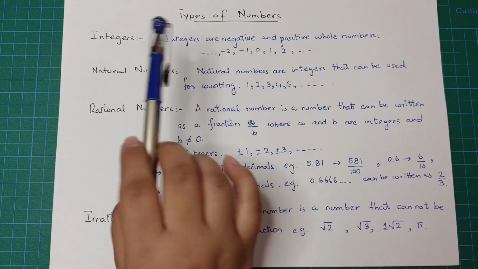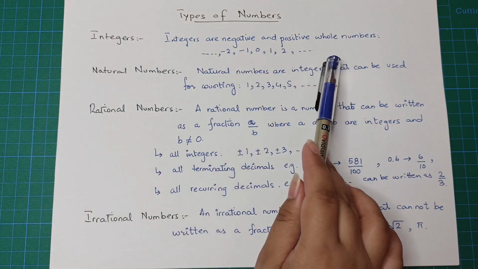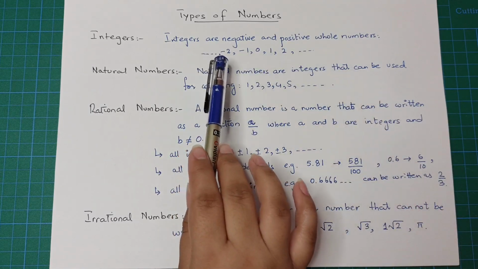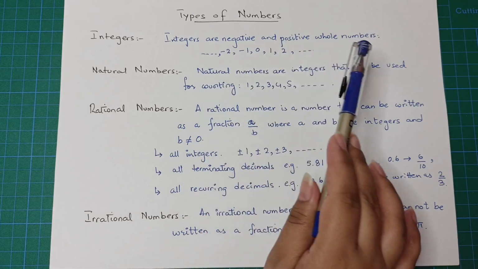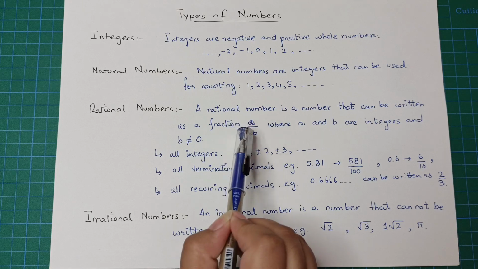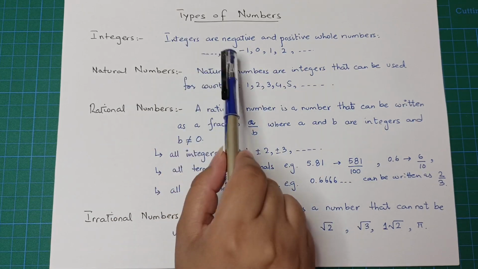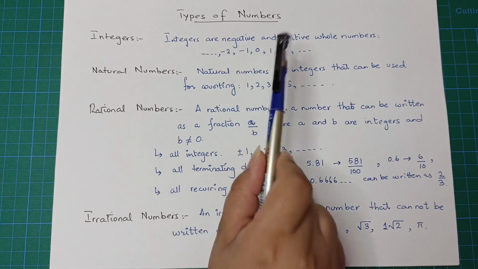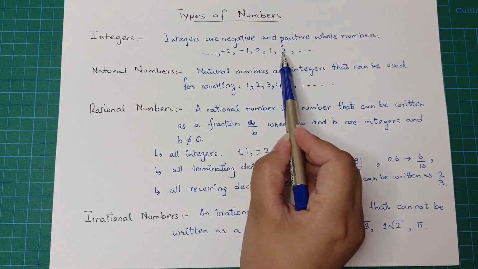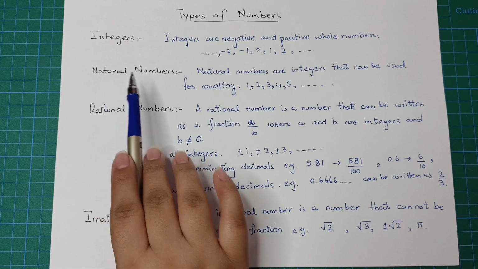Okay, so first here we have integers. Now what are integers? Integers are those negative and positive whole numbers. You all know what whole numbers are. Okay, so integers are the negative and positive whole numbers. A whole number is a number which doesn't have any kind of decimal, so it's whole on its own. Okay, so integers carry the negative sign or the positive sign. We usually don't write the positive sign with the positive number.